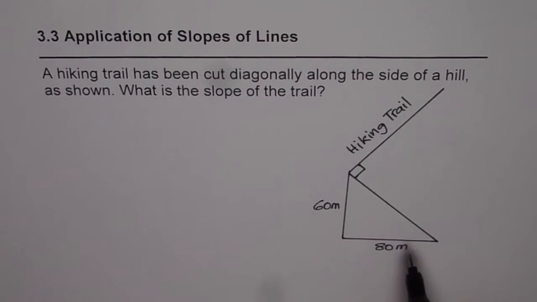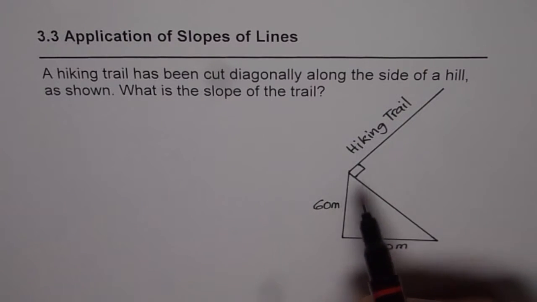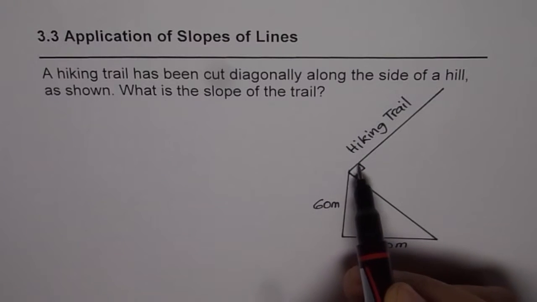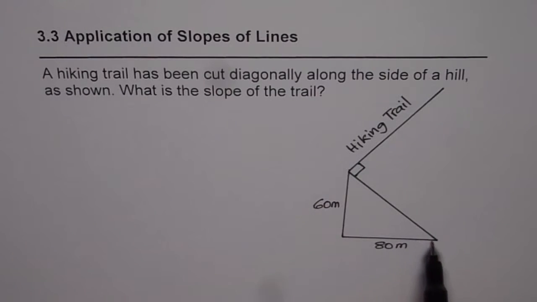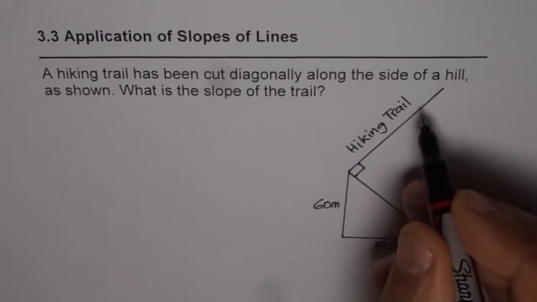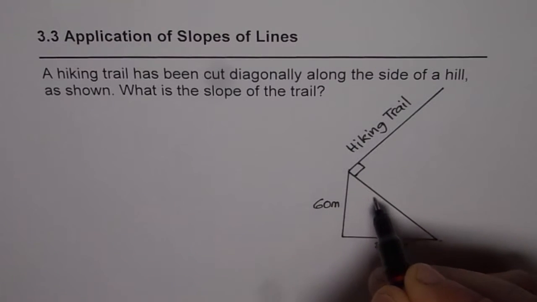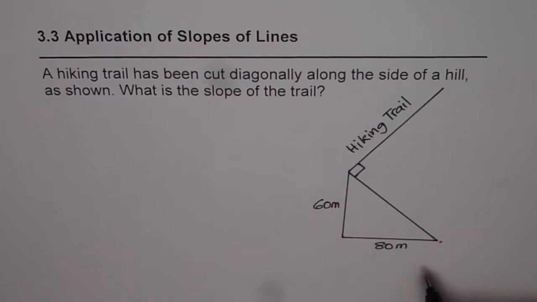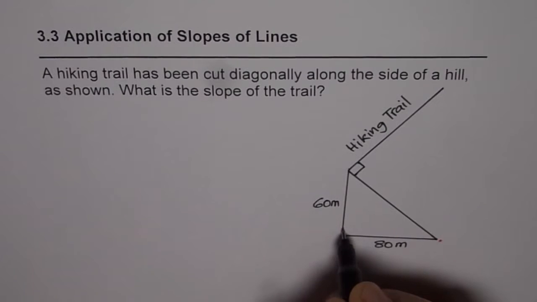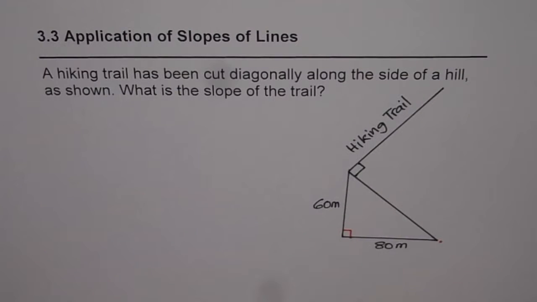What we are also given here is that this hiking trail is perpendicular to this particular line, right? And we are given some dimensions here. If you start from here, then this is run and that is rise. And then we have a perpendicular line to a kind of hypotenuse. We can consider it like that, right? So let me make this also right angles to make it absolutely clear.